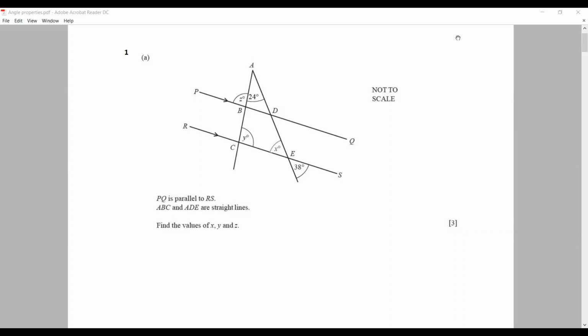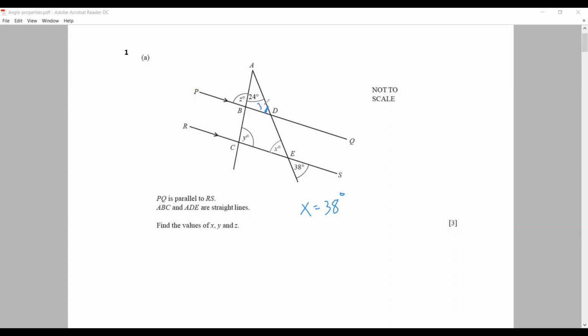So question number one, we are given a pair of parallel lines. There are three unknown angles which I have to find. There is no other information provided. So you can find X immediately according to opposite angles, also known as vertically opposite angles. So X is 38, right? These two should be equal. And then if X is 38, this angle should be 38.